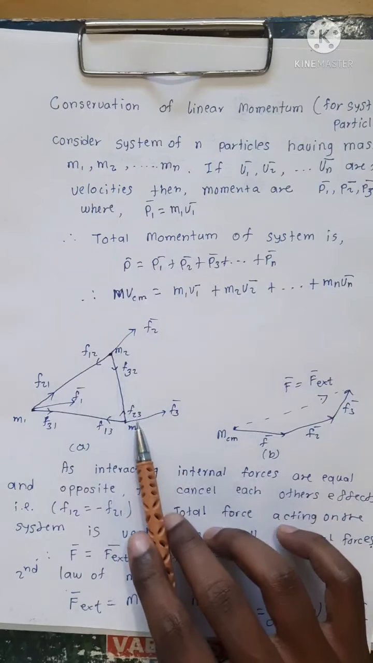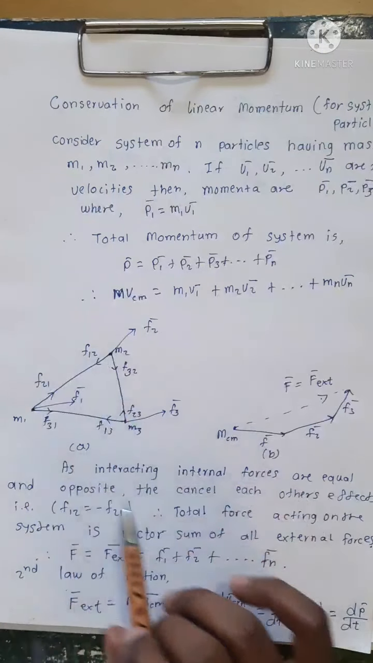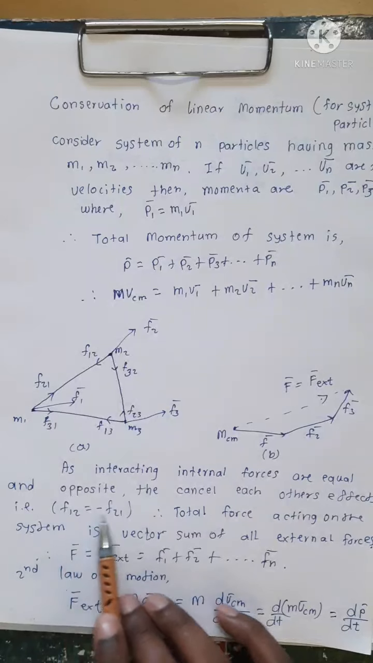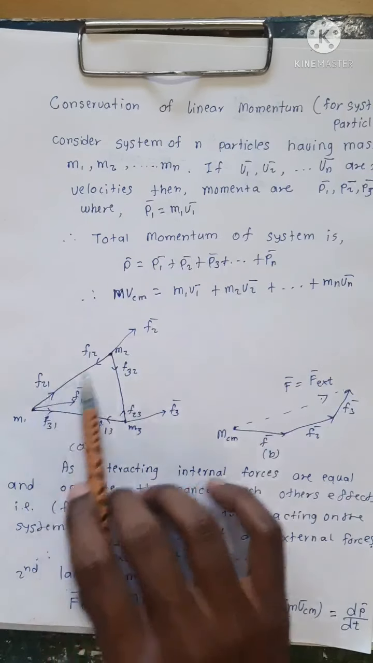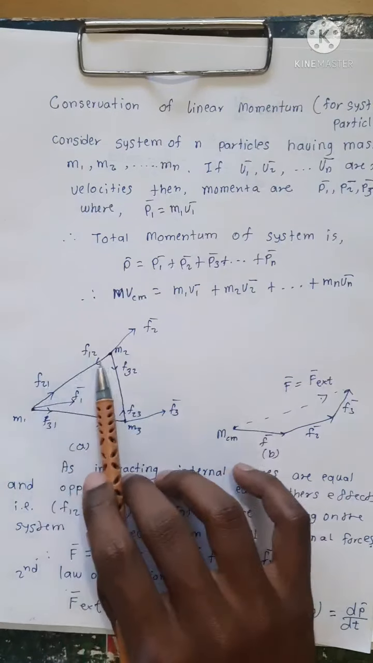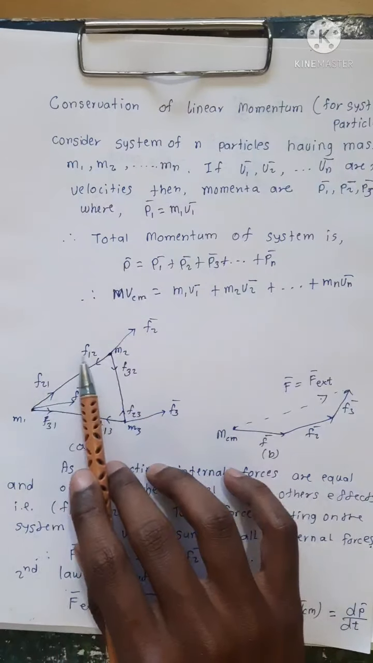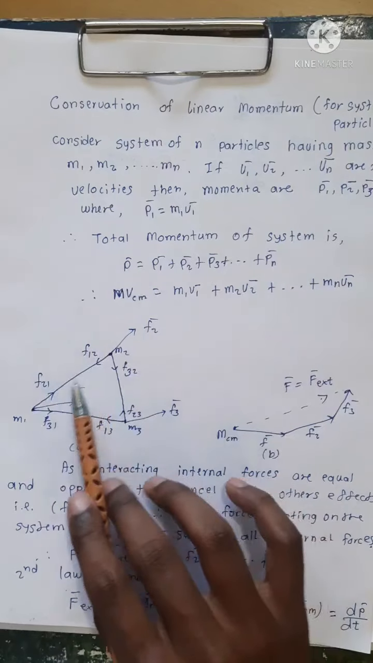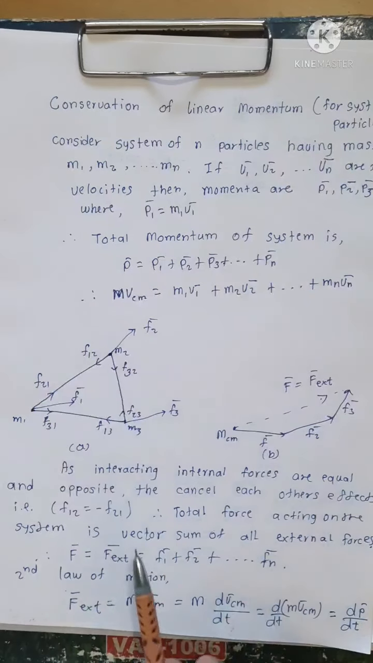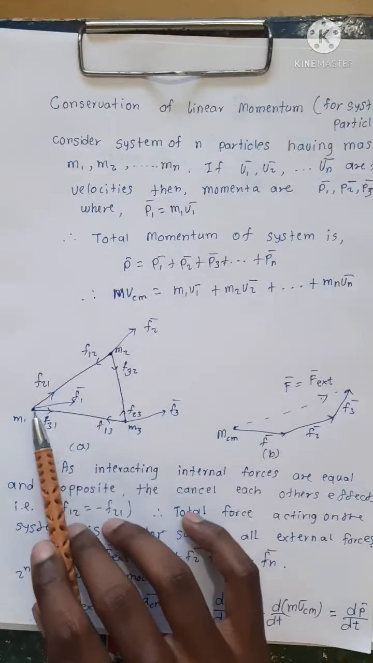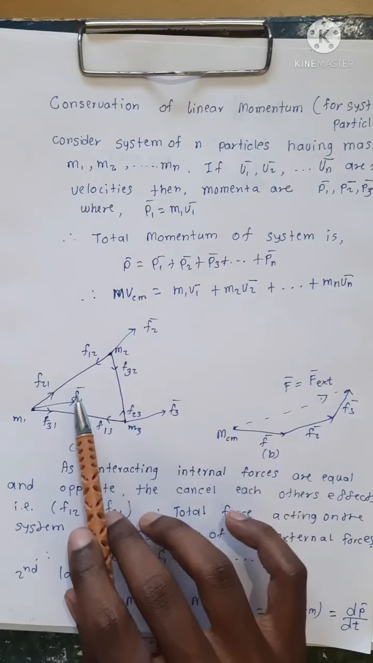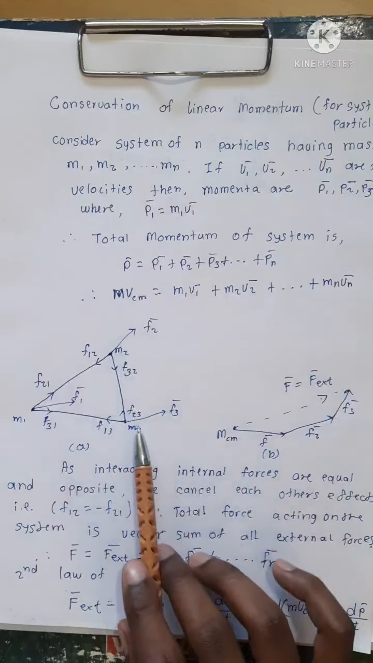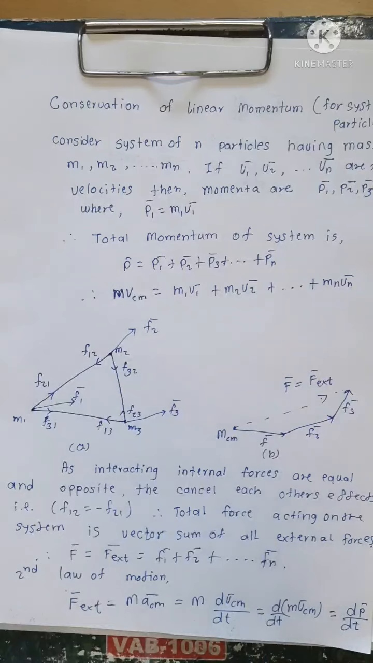Similarly for this and this particle, so these will be the internal forces. But we know these forces cancel each other out because they are in pairs and opposite in direction; their magnitude is the same but their direction is opposite. So they cancel each other out, and the only remaining forces will be the external forces, that is F1 bar, F2 bar and F3 bar acting on the individual particles.